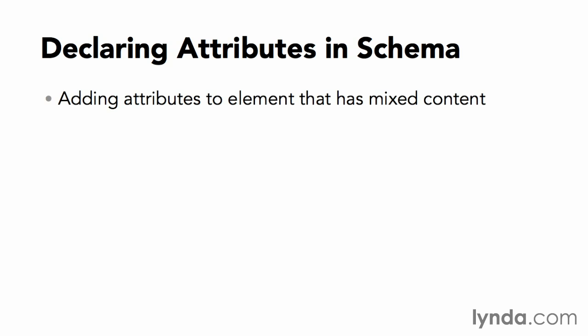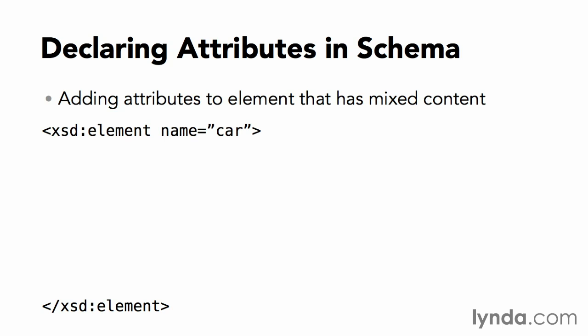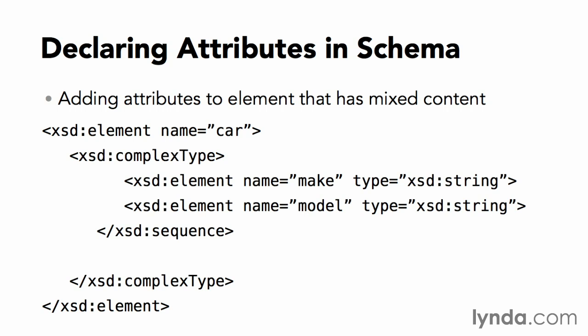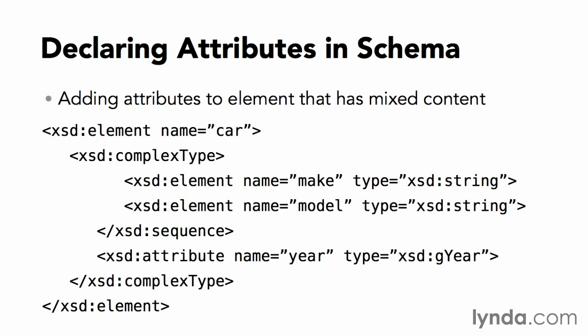You can also add attributes to elements that have element or mixed content models. So let's see an example of that. So here I have an element, and its name is car. And inside the declaration for this car element, I've got a complex type, and it's a sequence. And the car element is going to have two other elements inside of it, make and model, and those are both strings. After the sequence is where I declare the attribute, and that attribute here is named year, and its type is a Gregorian year specification.